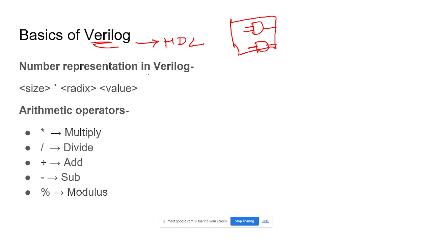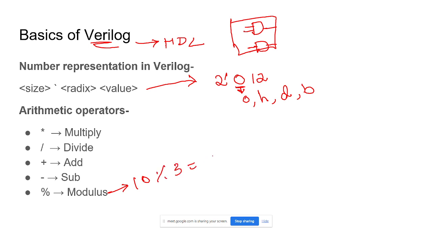The number representation in Verilog is written with first the size, then the tick, then the radix and value. For example, a 2-bit octal value, say the value is 12. For the radix, you will have O for octal, H for hexadecimal, D for decimal, and B for binary. Then these are some of the arithmetic operators: asterisk for multiplication, division, addition, subtraction, and modulus. If we say 10 mod 3, the output will be 1.